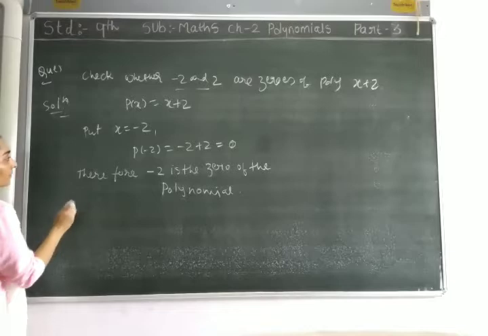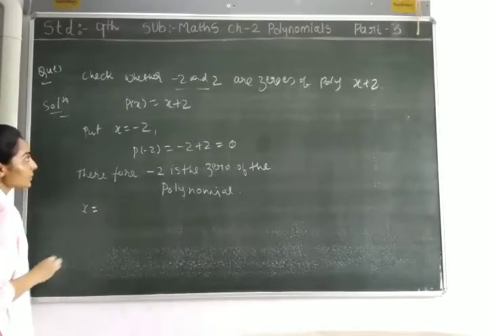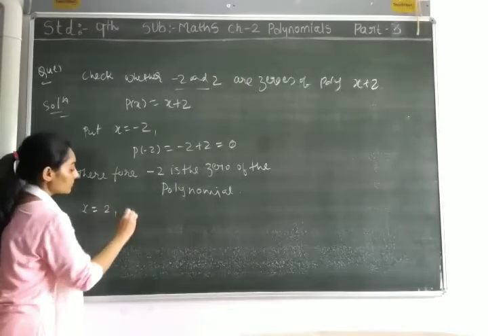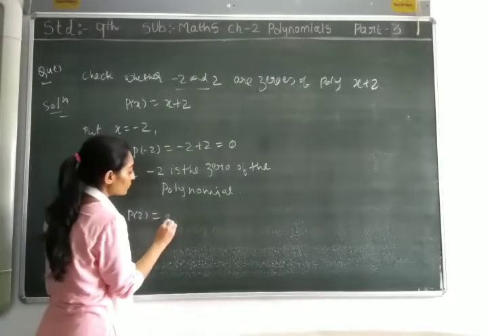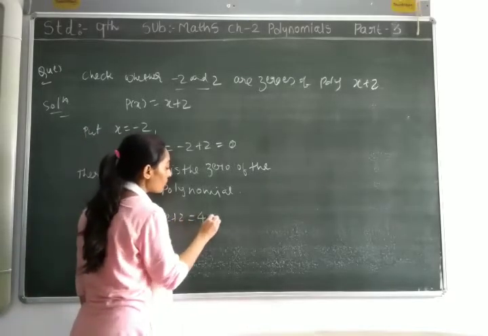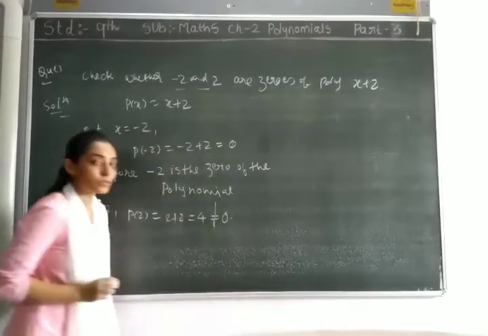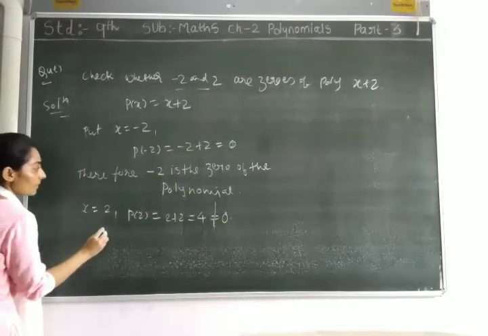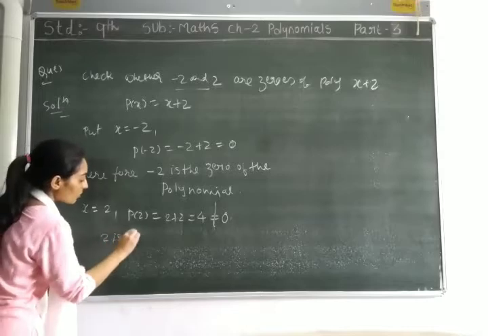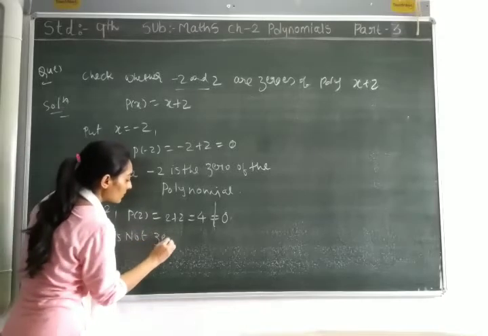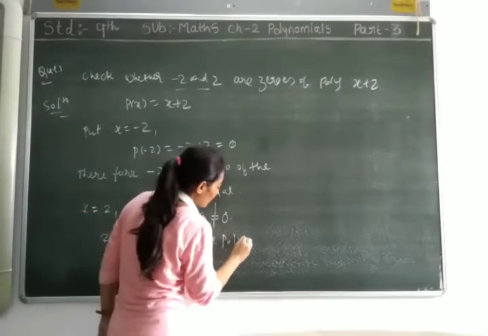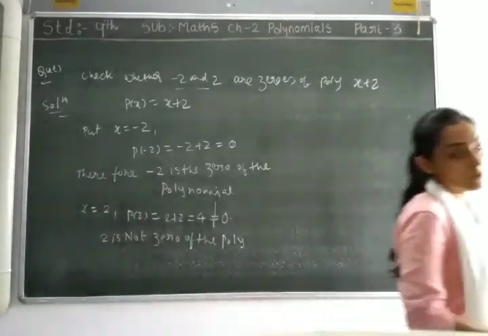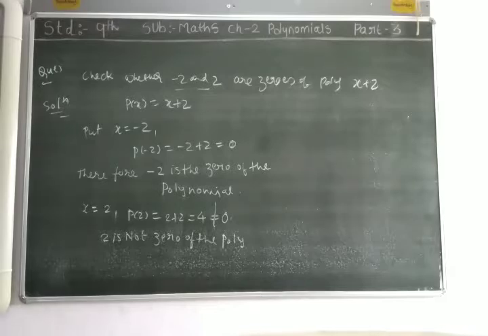Now take x equals to 2. So p of 2 equals 2 plus 2 equals 4. It's not equal to 0. So 2 is not the 0 of the polynomial.